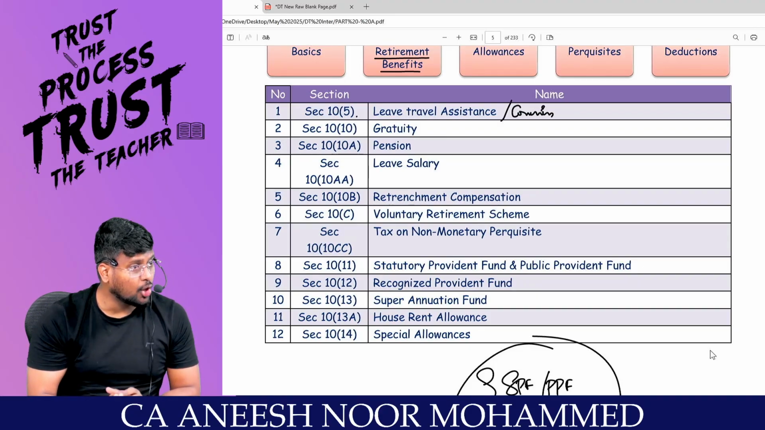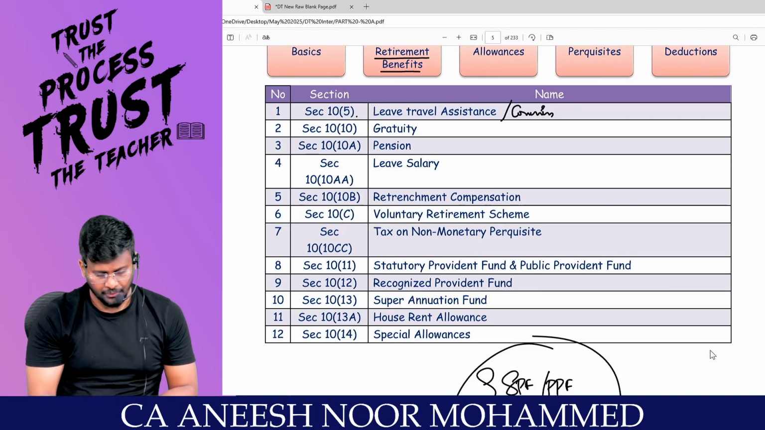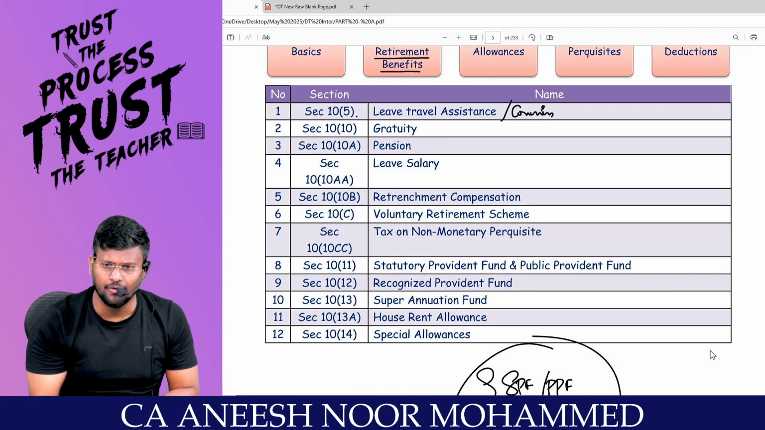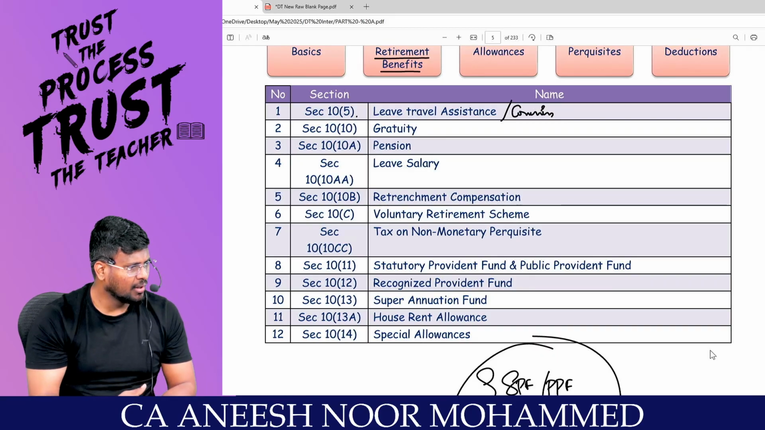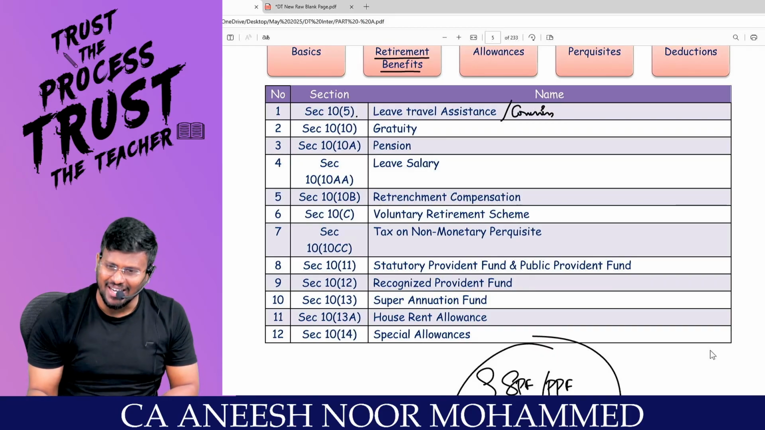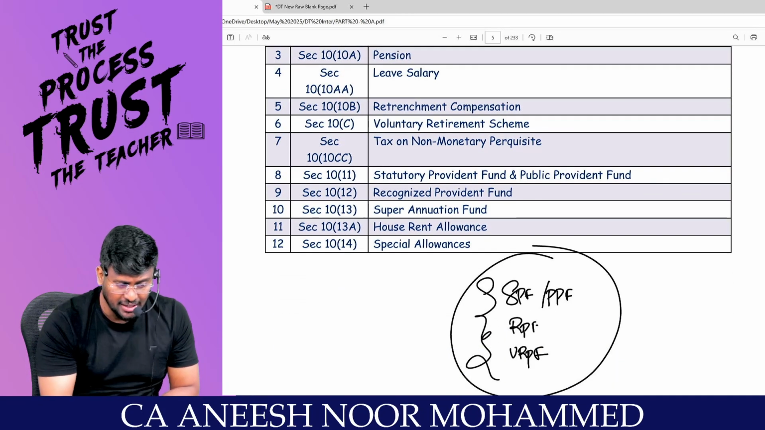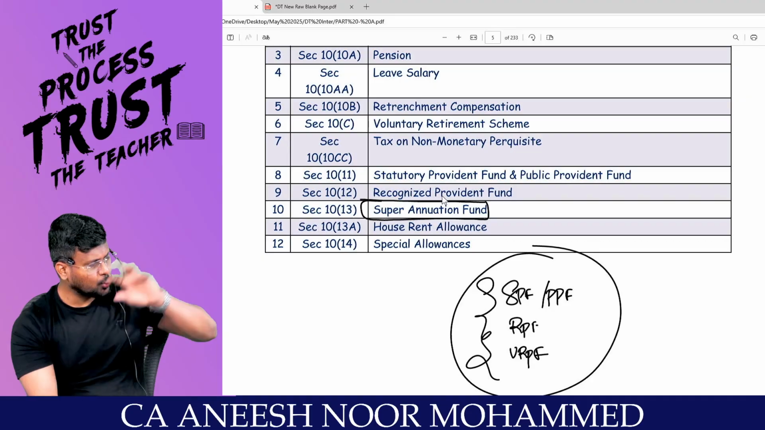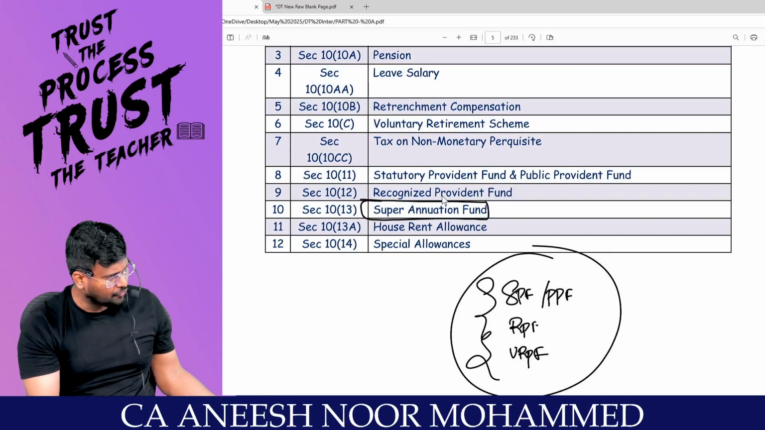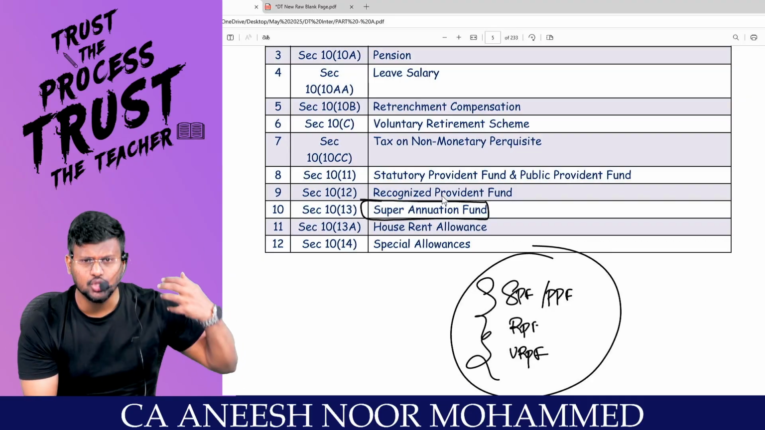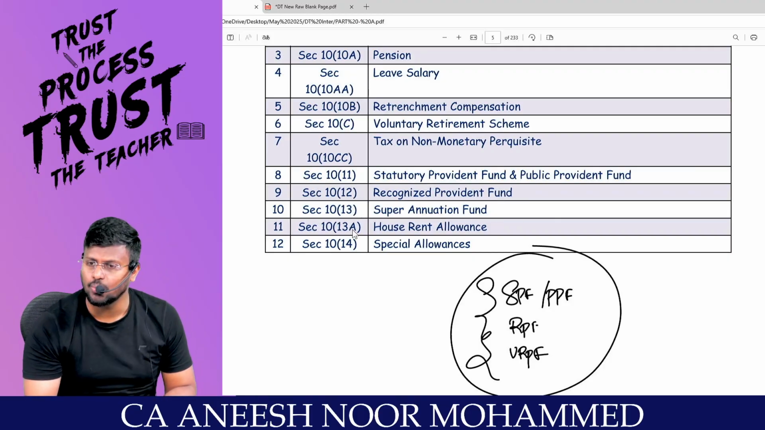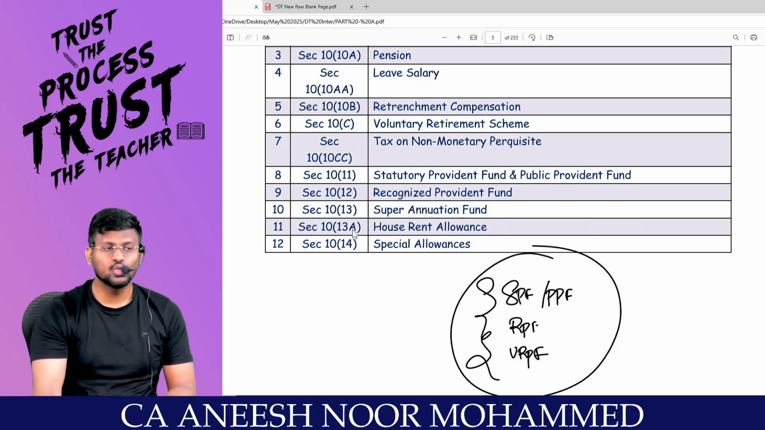What is section 10.10CC? Tax on non-monetary perquisite. What is section 10.11? Statutory provident fund or public provident fund. What is section 10.12? Recognized provident fund. One such fund is the superannuation fund. If you are putting money in the superannuation fund and withdrawing money from it, you are entitled to get exemption under section 10.13. What is 10.13? Superannuation fund.